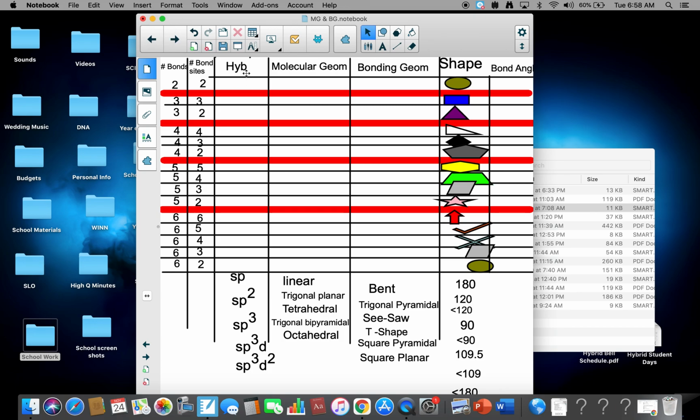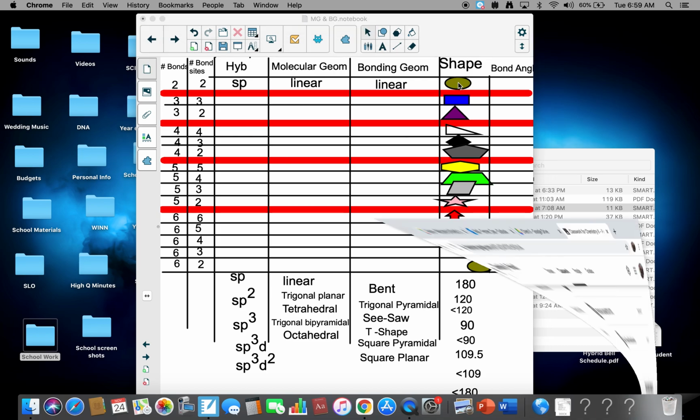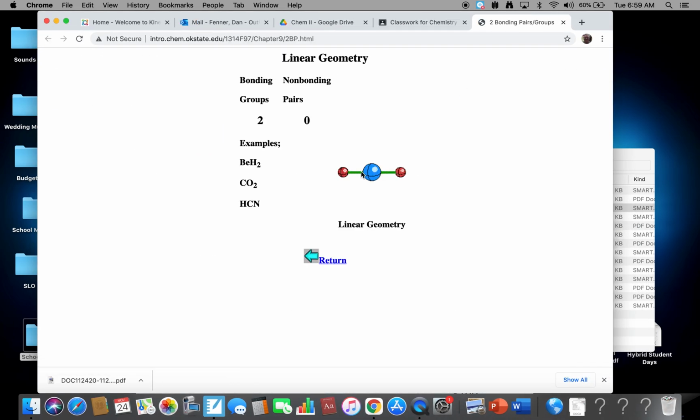We'll look at hybridization. Remember, hybridization, which we defined last year, is a rearrangement of orbitals based on the number of bond sites. So we have 2 bond sites, so we need 1s and 1p. So it'd be sp. For sp, I have 2 bond sites and 2 bonds. Molecular geometry is linear. Bonding geometry is also going to be linear. Come over here and take a look at the shape. You can see it's a linear molecule exactly like that.